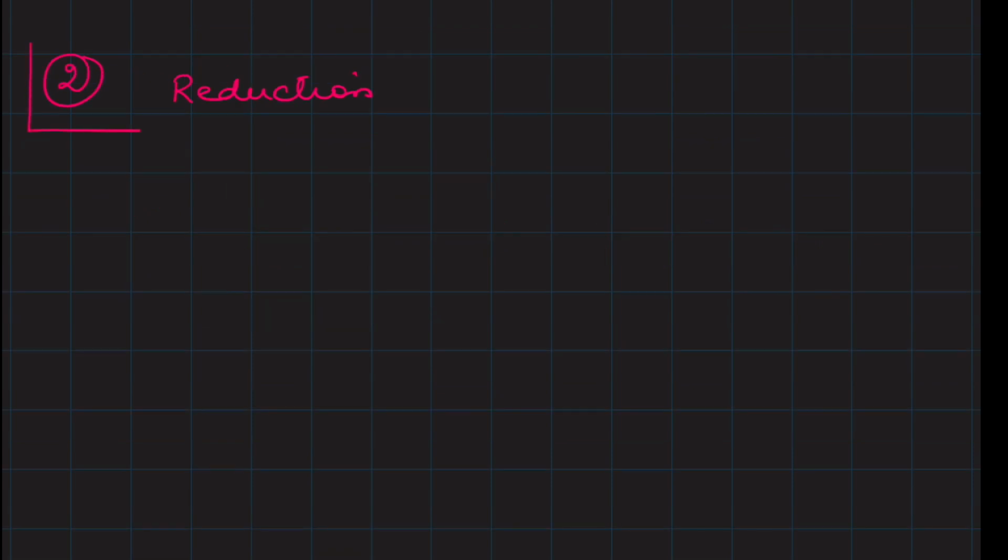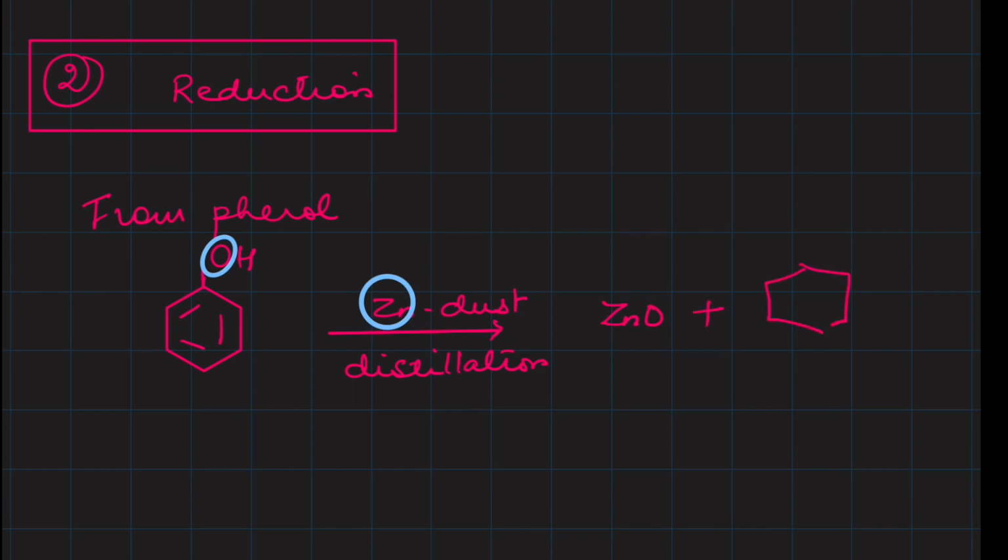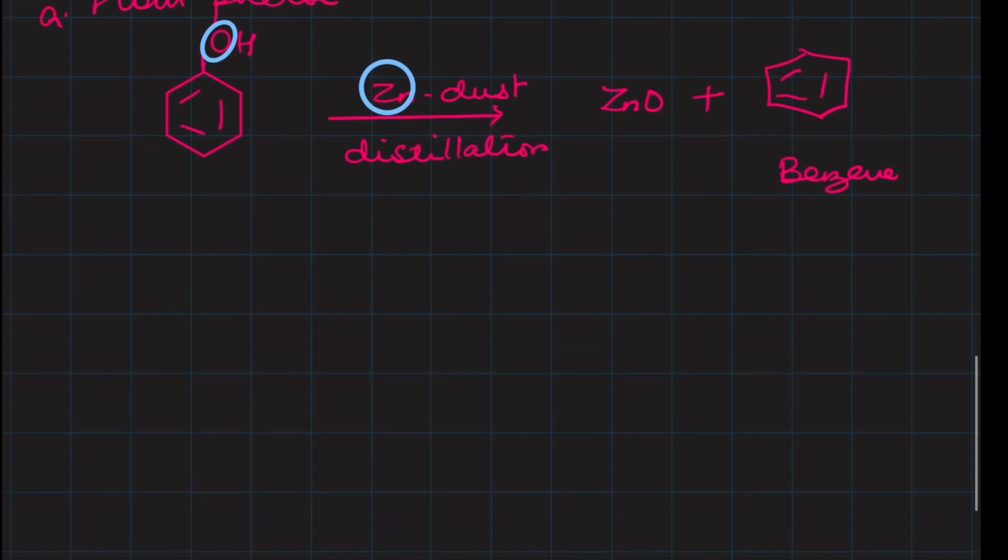We use various reduction methods to get benzene, starting from phenol. This is phenol, and we take zinc dust, small granules of zinc, at a very high temperature where distillation is possible. What happens is zinc will combine with O to give you ZnO, and this H will be substituted in the benzene ring to give you benzene. We can also do reduction of chlorobenzene.